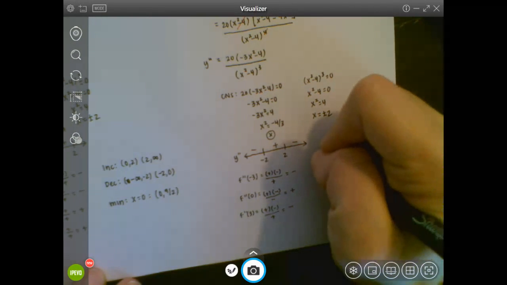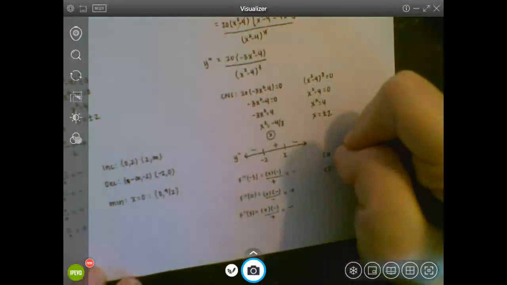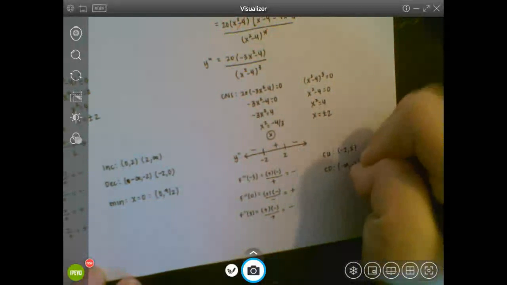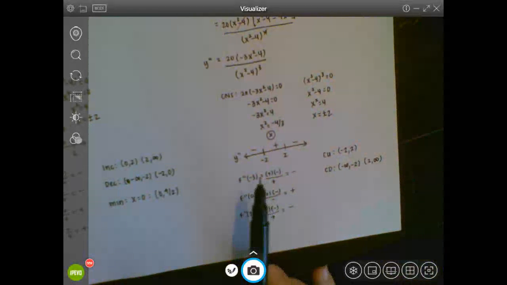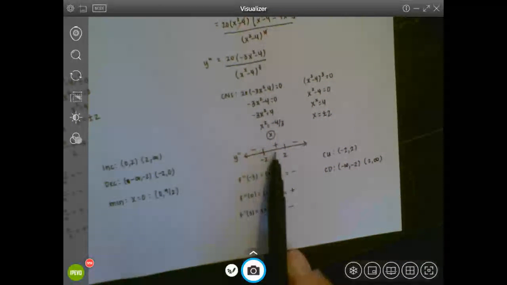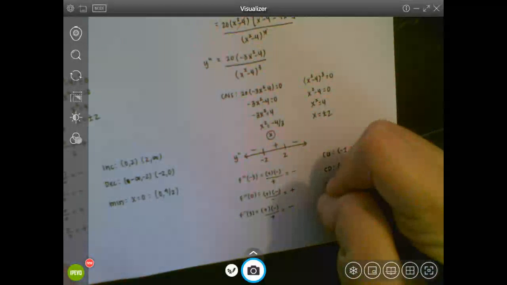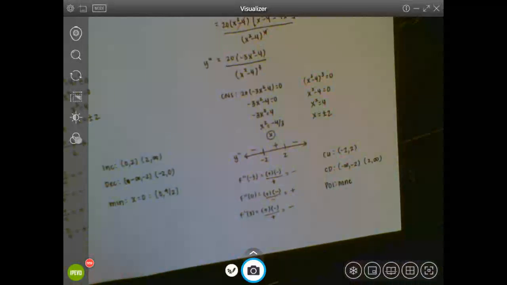All right, so now I know where I'm concave up and where I'm concave down. Concave up from negative 2 to 2, concave down from negative infinity to negative 2, and from 2 to infinity. And here, I actually don't have any points of inflection. I know that my pluses and minuses are changing here, but remember that negative 2 and positive 2, we said were vertical asymptotes. So points of inflection here, none.